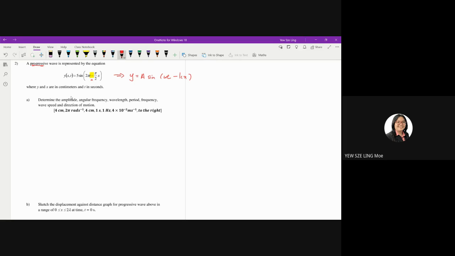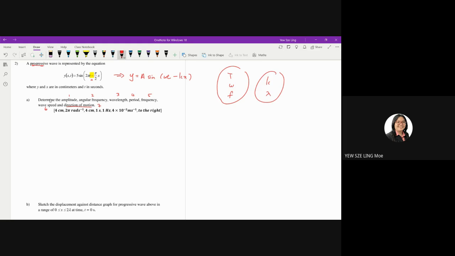Question A asks you to find how many things? Let's see. Amplitude, angular frequency, wavelength, period, frequency, wave speed, and also the direction of motion. 7 things in one question. And these 7 things consist of 2 big families. Remember, you have T, omega, f. This is family 1. k and lambda. This is the second family. So you have 2 families in one question.